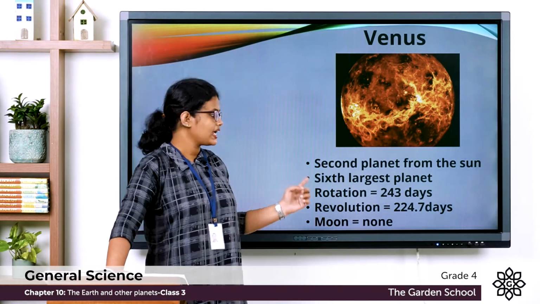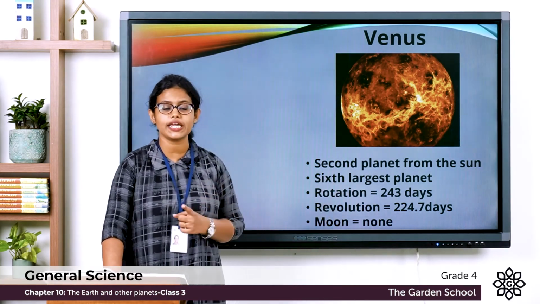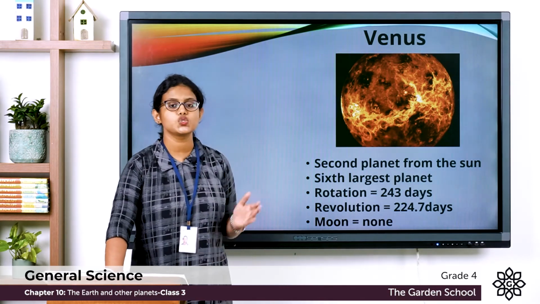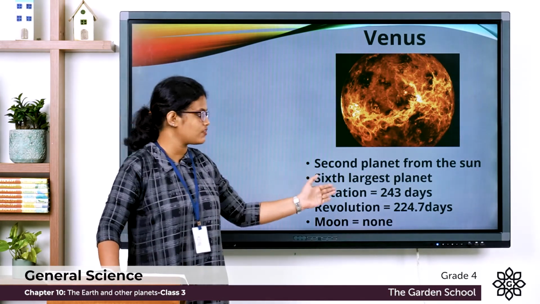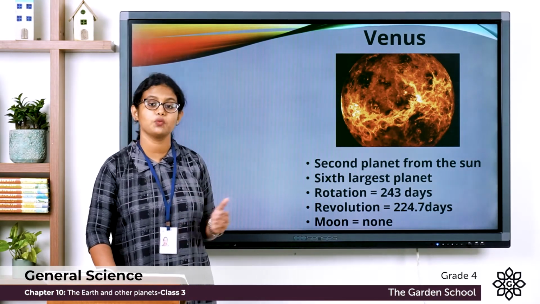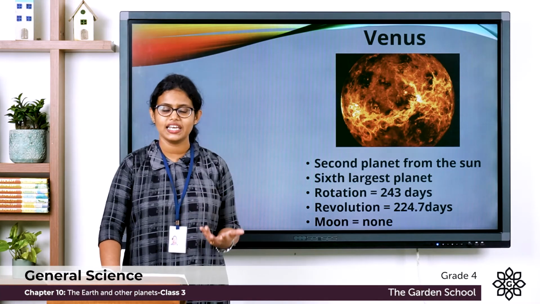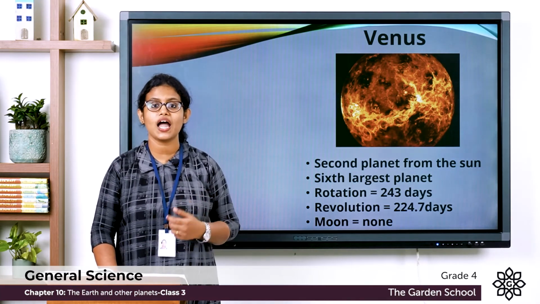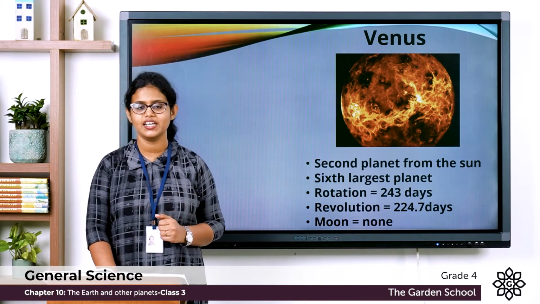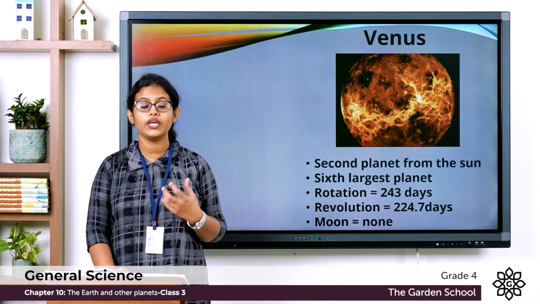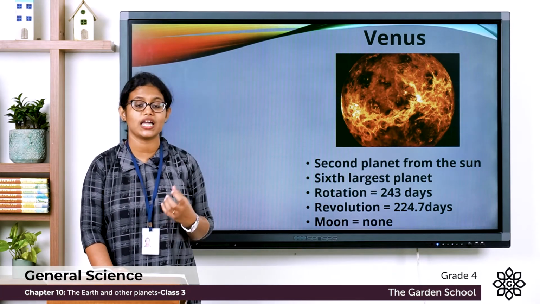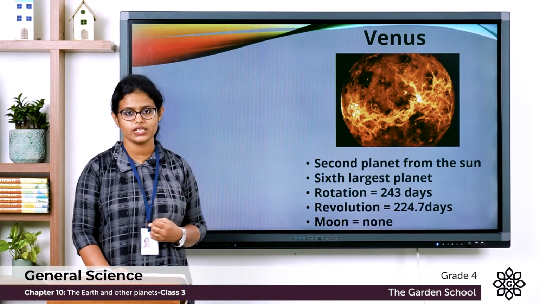Then it takes 243 days to complete one rotation and 224.7 days to complete one revolution. Then what about moons? Like Mercury, it also has no moons revolving around it. Then during the day, Venus gets hot and it could melt iron. So that is about the planet Venus.